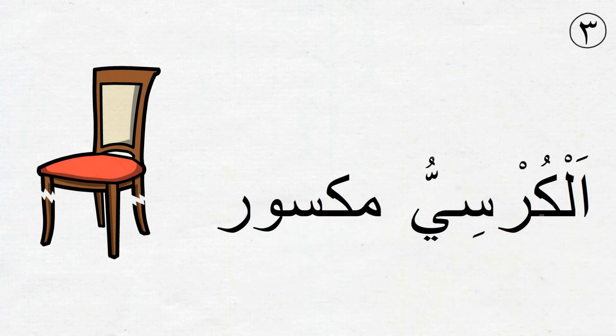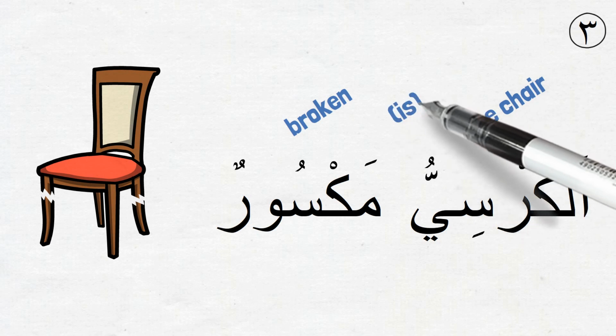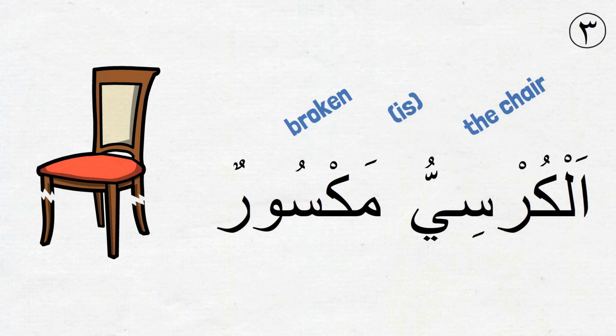The third one, الكرسي مكسور. Here, مكسور means broken. So what would be the translation of the sentence? The chair is broken, right? The chair is broken. الكرسي مكسور. The chair is broken.